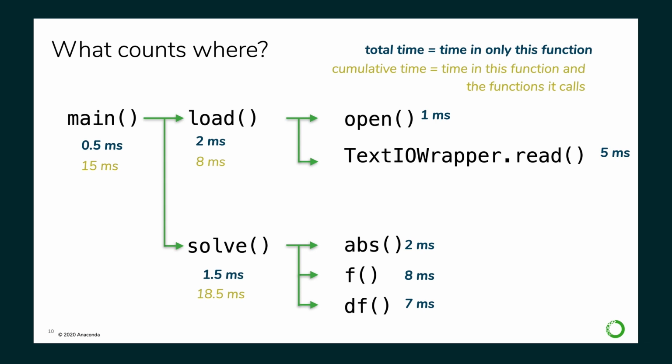Similarly, solve might only take 1.5 milliseconds within the function, but when it adds up all the time that it spent calling all of abs, f, and df, then that adds up to 18.5 milliseconds. And so depending on the question you want to answer, if you're saying where in my program is the time being spent, you might want to look at cumulative time or total time.